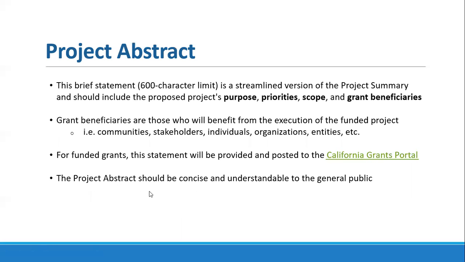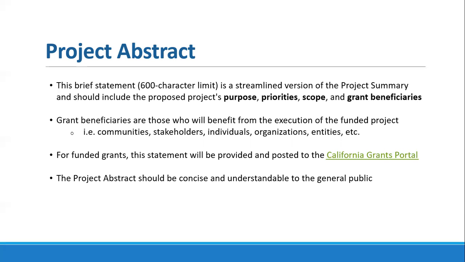The first item that you'll encounter when filling out your scope of work is the project abstract. Well, and this is beyond a couple of brief things like the title. The project abstract is a really important tool. It's a very brief statement, 600 characters maximum, that lays out the purpose, priorities, scope, and potential beneficiaries of the project. But I'll point here to this third bullet point in particular.